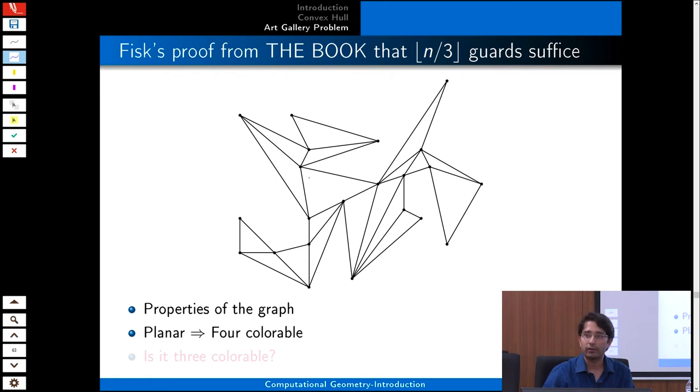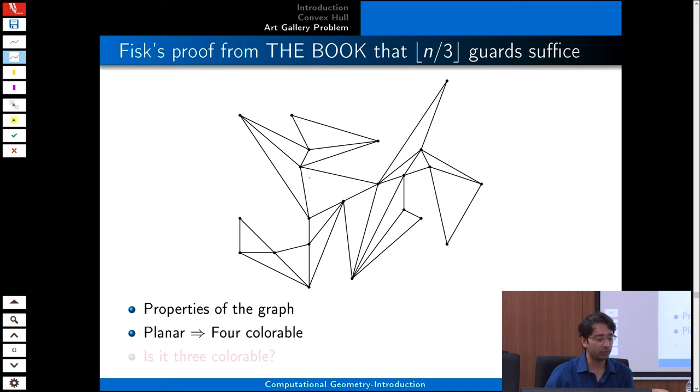Question. What are the properties of this graph? The first property that comes to our mind is the graph is planar. The way we have constructed the graph, or the way we have defined the diagonals, this graph is a planar graph. If the graph is a planar graph, what property comes to mind first? That this is four colorable. That is settled.